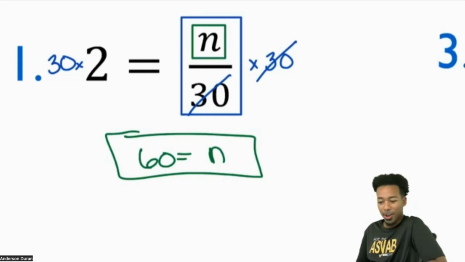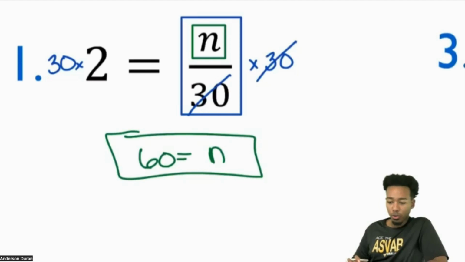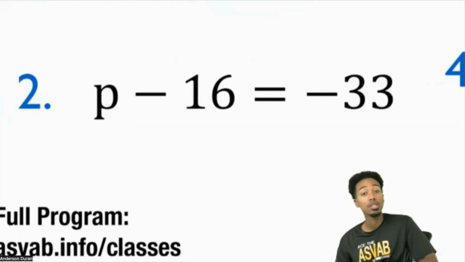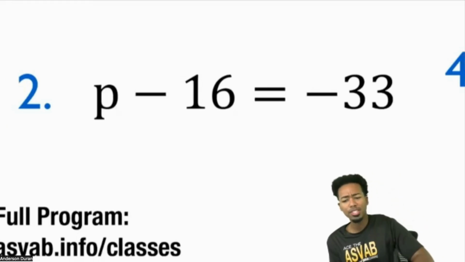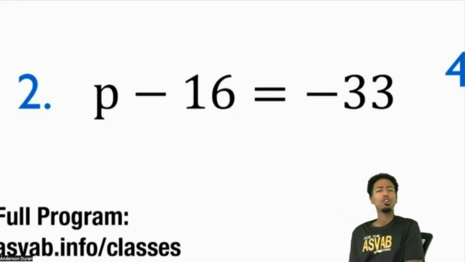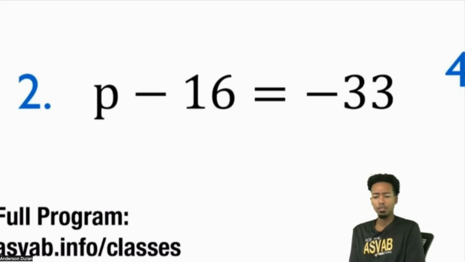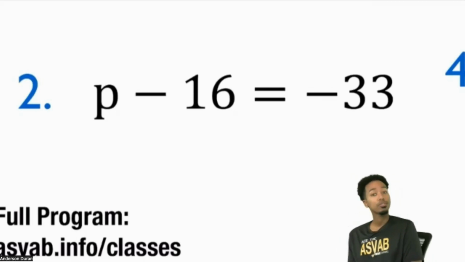Yeah, should be all good there. So number 2, let's go ahead and take a look at number 2. So we have p minus 16 equals 33. Is anyone nervous about this one? Is anyone at all nervous about this one? Be honest. If anybody here is nervous, I see a lot of no's, which I'm proud of.